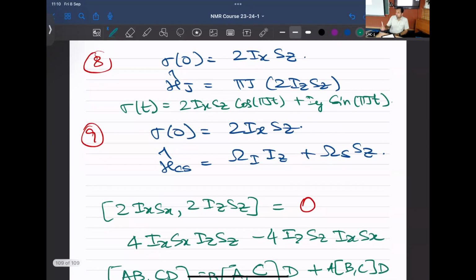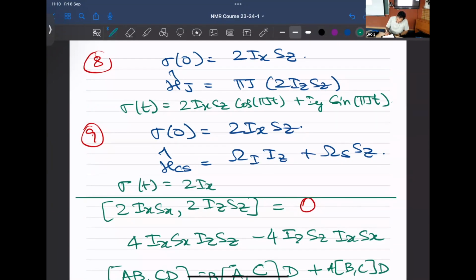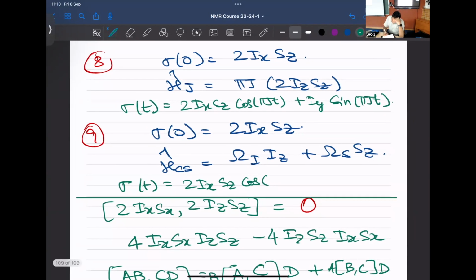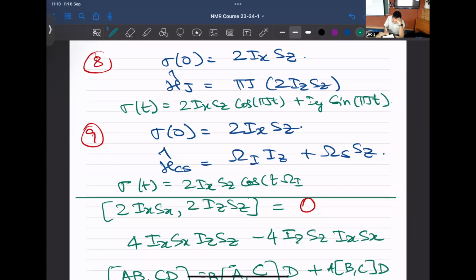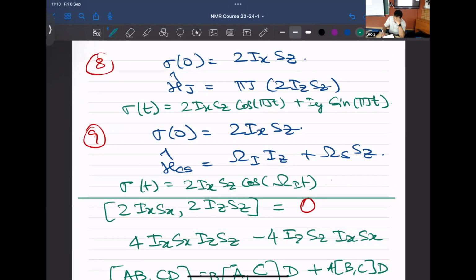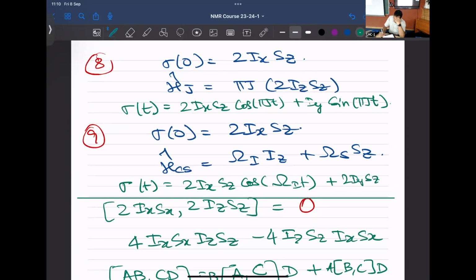Good. Last one. 2Ix Sz cos omega I t. Sorry? T omega I. Like this? Yes. Plus 2Iy Sz sin omega t. Okay, remember you have to say which omega because there are two omegas. There's omega S. So this is capital omega. I would rather say it as 2Ix Sz cos capital omega I times t plus 2Iy Sz sin capital omega I times t. Okay, excellent.